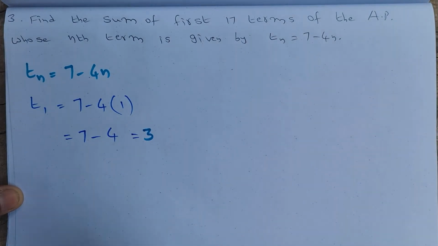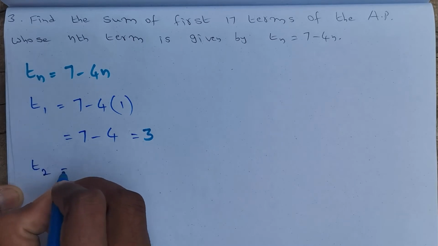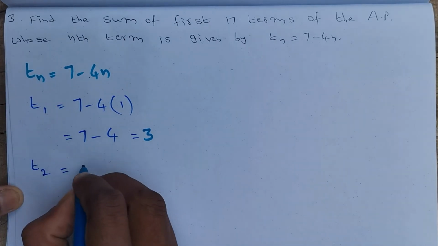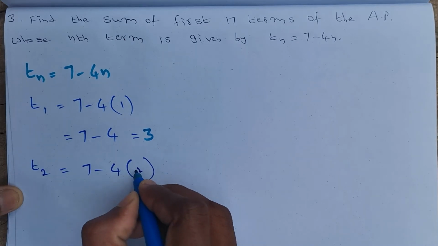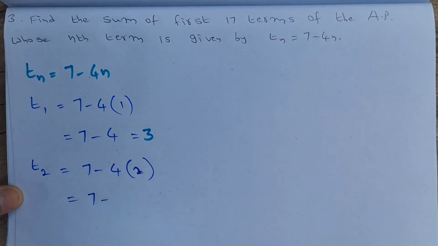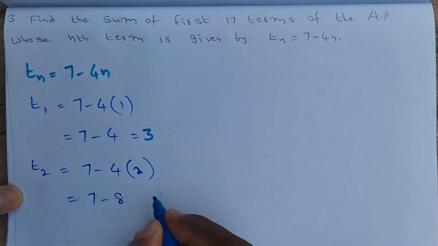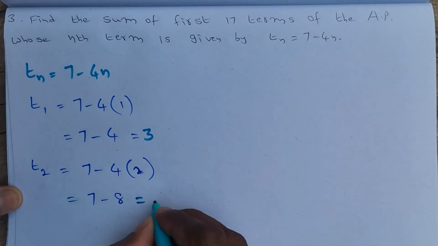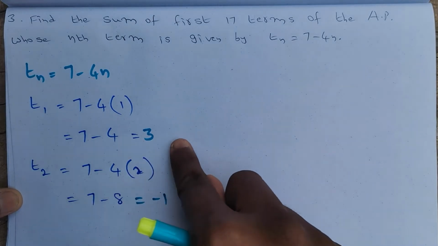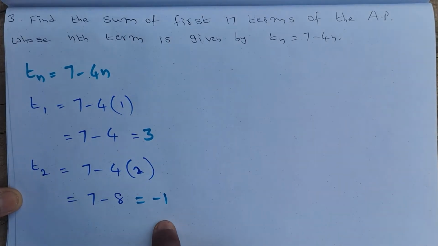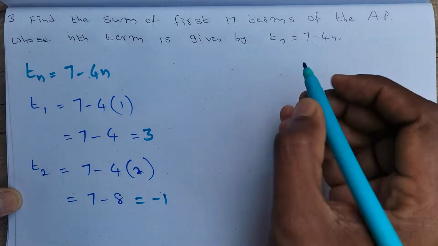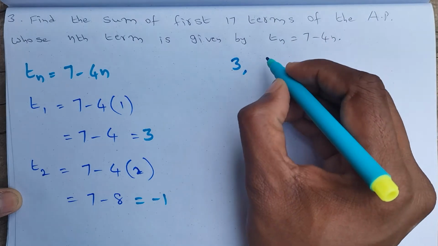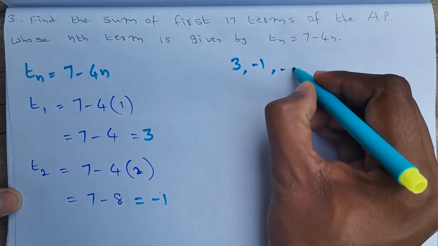Now first term completed. I am going with the second term now, T2. In the place of n, we need to substitute 2. So 7 minus 4 into 2, which is equal to 7 minus 4 twos are 8, 7 minus 8, which is nothing but minus 1. So first term is 3 and second term is minus 1. So if we write the AP, first term is 3, comma, second term is minus 1, comma, and so on.